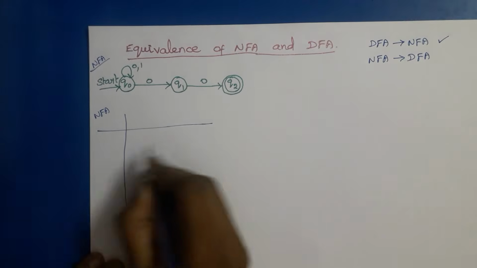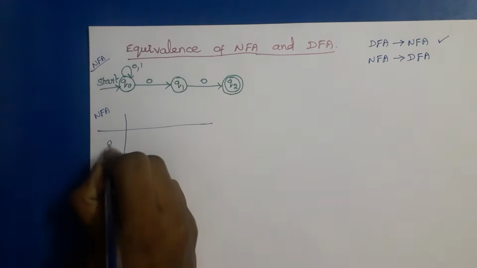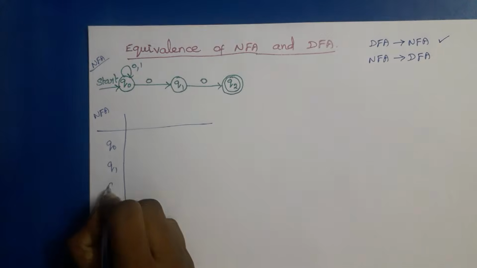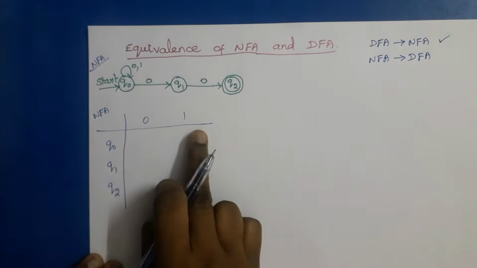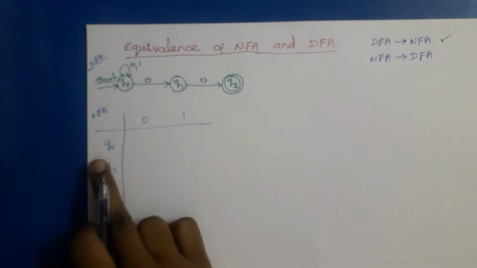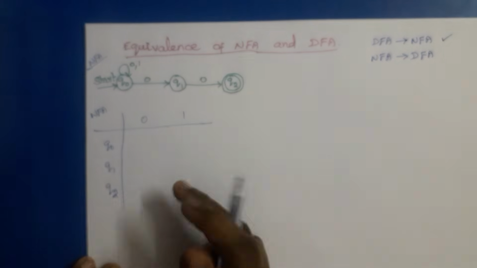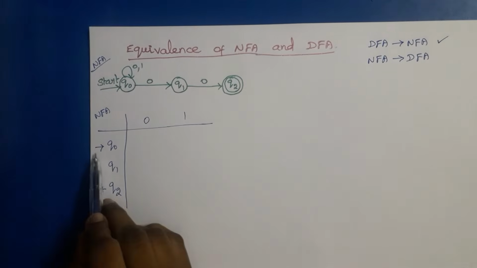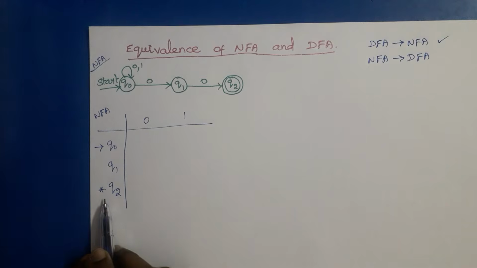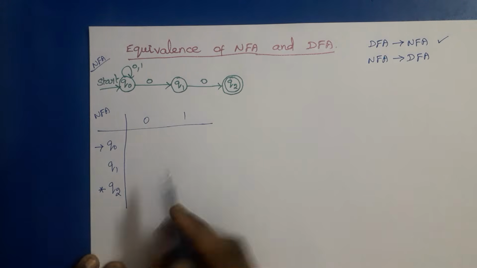For the NFA table, all the rows correspond to the states and columns correspond to the input symbols. Input symbols are 0 and 1. States are Q0, Q1 and Q2. Here the start state is Q0 and the final state is Q2. So we use an arrow for representing the start state and a star for representing the final states.